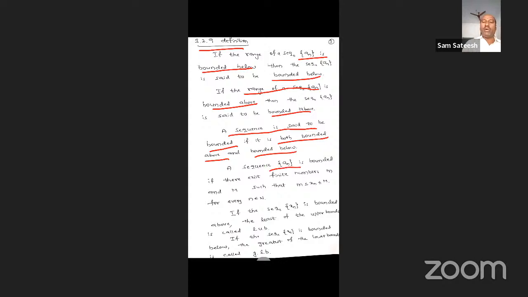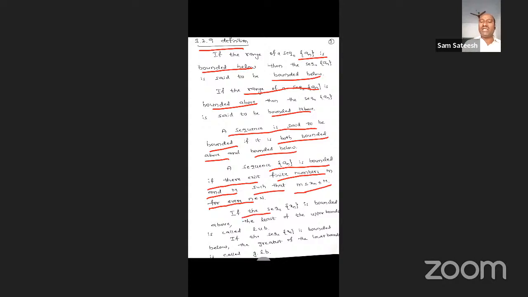A sequence an is bounded if there exists a finite number small m and capital M such that small m is less than or equal to the sequence xn, which is less than or equal to capital M. Capital M is the upper bound, small m is the lower bound, for every natural number small n belonging to capital N.